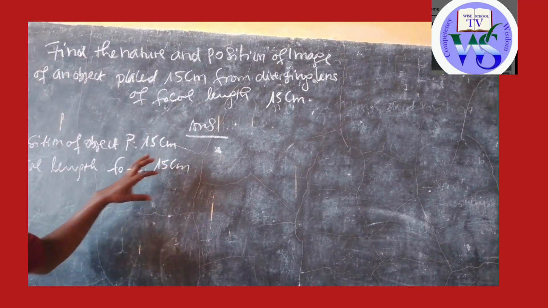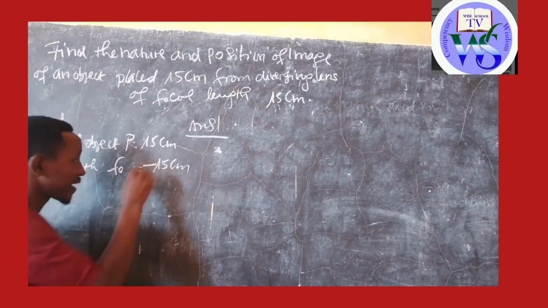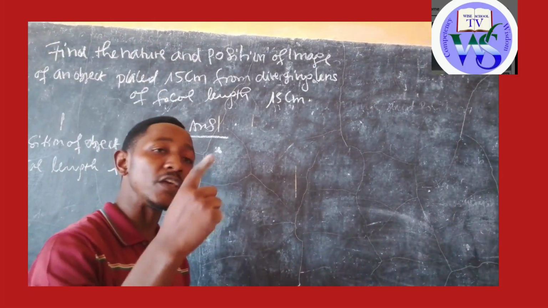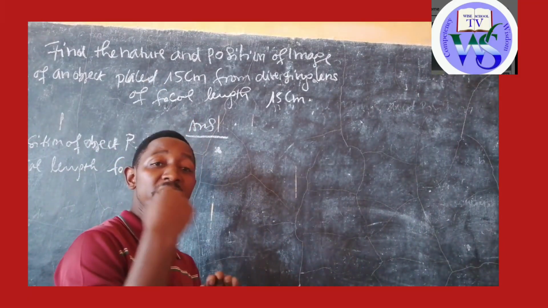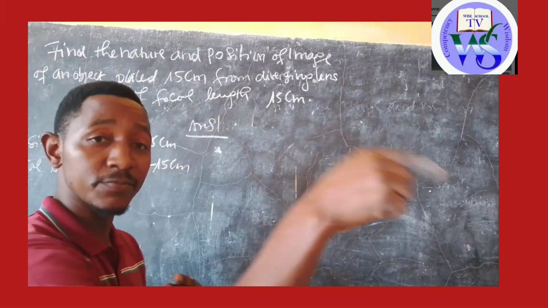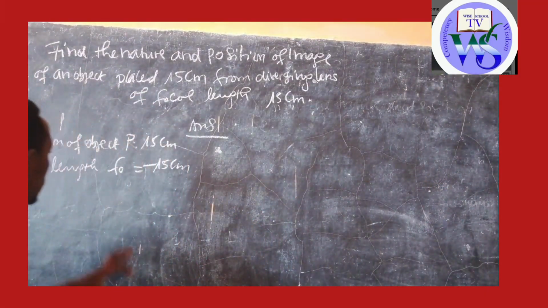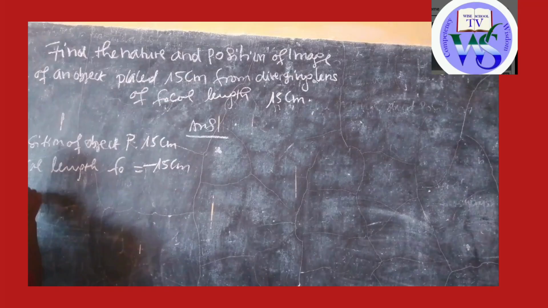So according to that, the focal length is negative, because the diverging lens always uses the image focal length, not the principal focal length. So then, let's start with the formula.